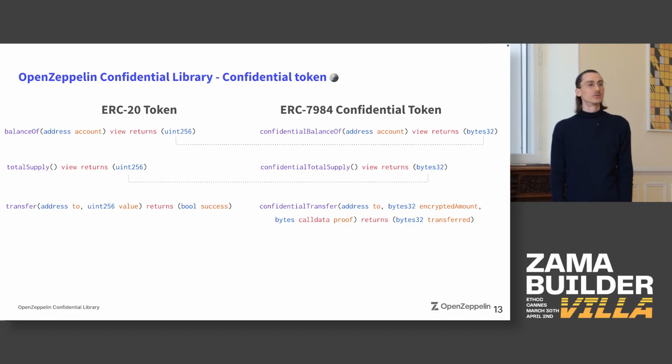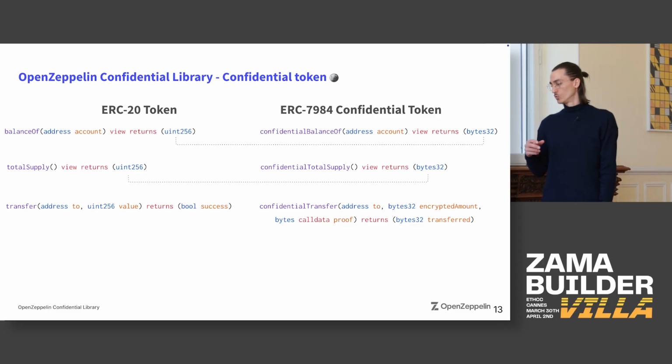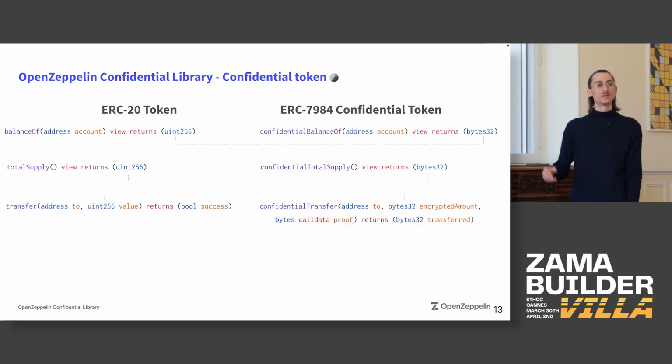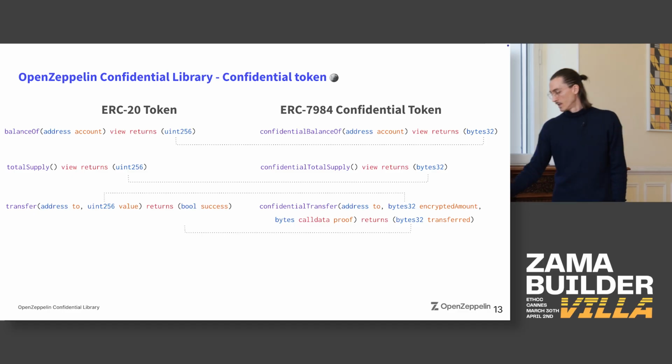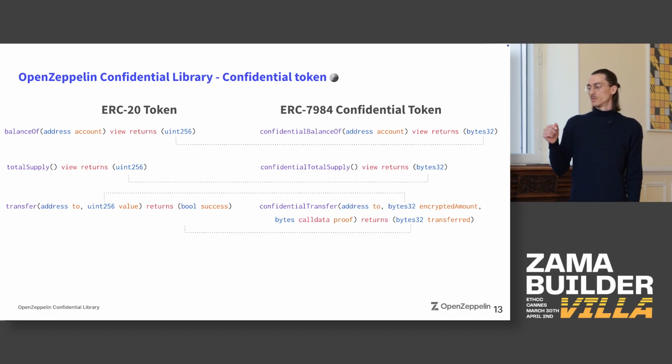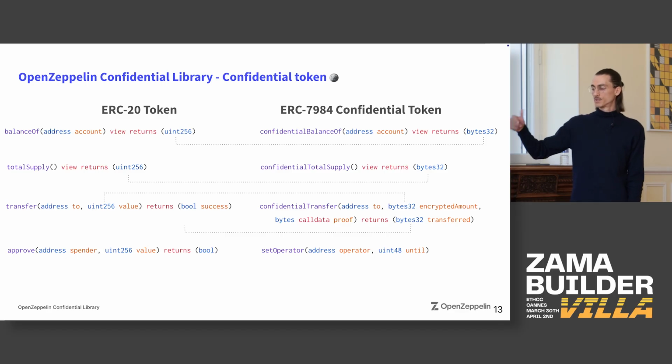Also, if you want to transfer some confidential tokens to someone, what you provide isn't a clear text amount, but instead an encrypted amount with a proof that you know what is inside this encrypted amount. Another difference is, as we already saw, this function won't revert if, let's say, the balance of the sender is too low. Instead, we return the handle of what has been actually transferred.